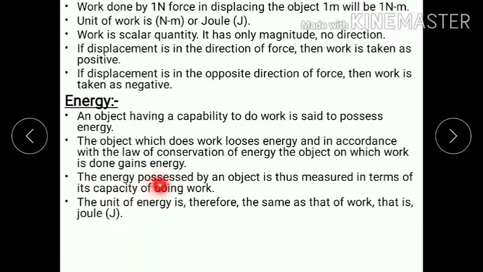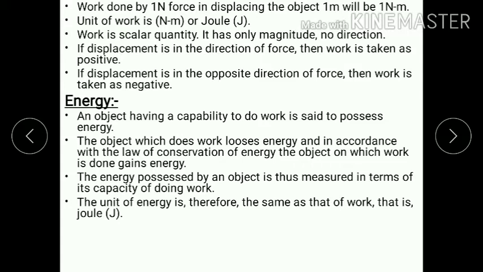The energy possessed by an object is thus measured in terms of its capacity for doing work. How much work is done means how much energy is lost or how much energy is gained. The unit of energy is therefore the same as that of work. So the unit of energy is joule. You can say that work is equal to energy. You do the work according to your energy. If you have 50 joule energy, then you can do 50 joule work. Energy and work are the same.